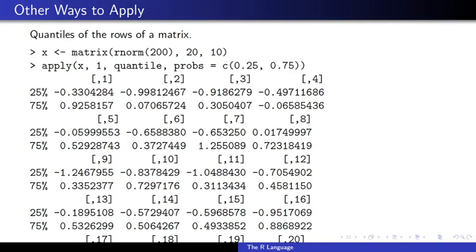And what apply will do is it'll create a matrix that has two rows, and the number of columns is equal to the number of rows in this matrix, which happens to be 20. So here I'm getting a 2 by 20 matrix where in each column of this returned matrix I've got the 25th and the 75th percentile for the corresponding row. So for example, in the first row, the 25th percentile is minus 0.33, and the 75th percentile is 0.92. And in the 16th row, the 25th percentile is minus 0.95, and the 75th percentile is 0.88. So you see how that works.